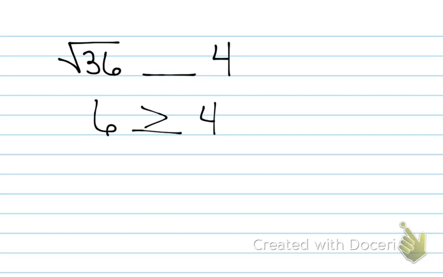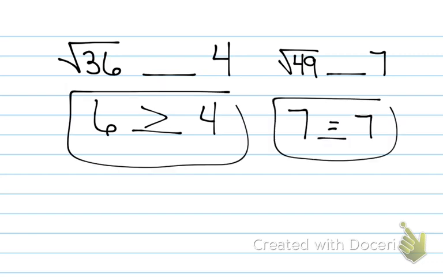All right, so what about this next one? The square root of 49 and 7. What's the square root of 49? 7. So 7 equals 7. All right? And that's basically how you would do it. And that's it for part 1 of section 9.1.